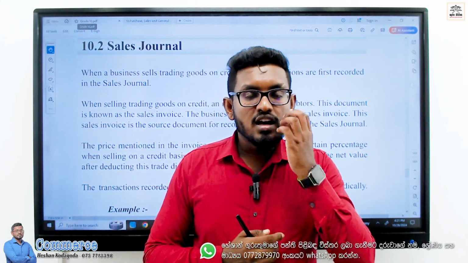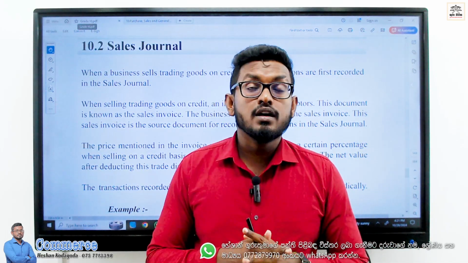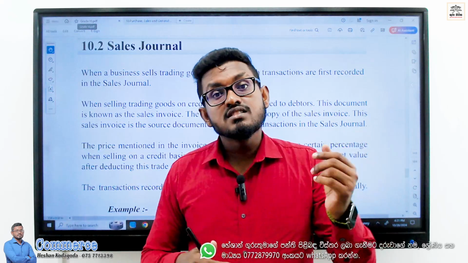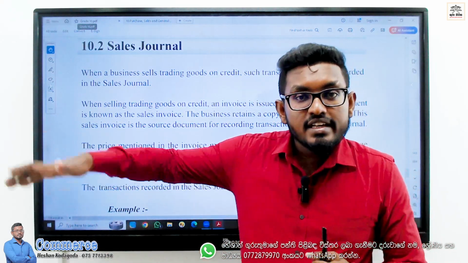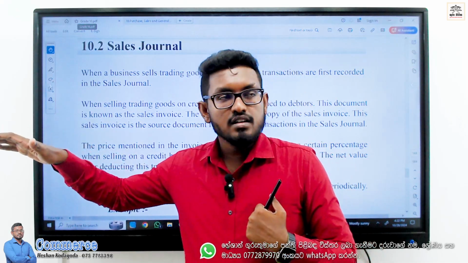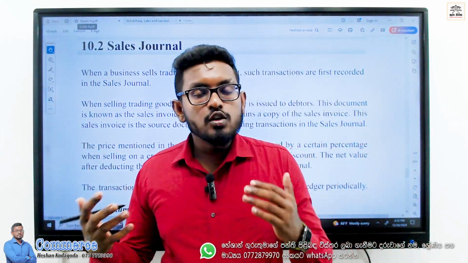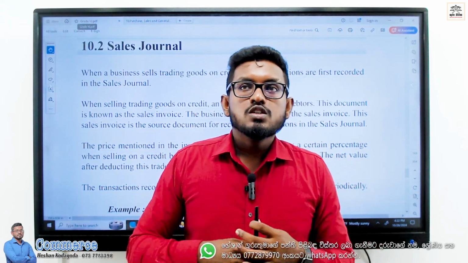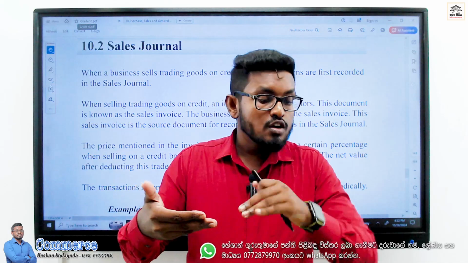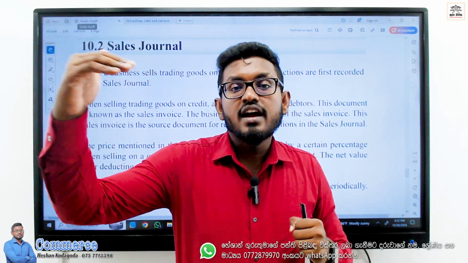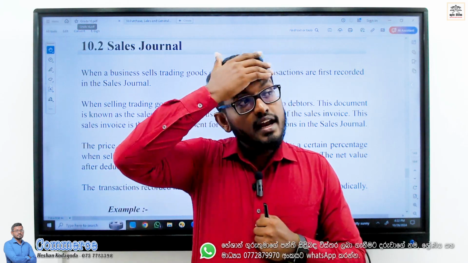So what are the columns? Date, invoice number, and customer. In the purchase journal the column was supplier; here it is customer, because we are selling goods to customers. Then value and the ledger page. At the end of the month, if there are trade discounts, we deduct the trade discounts from the transaction and write the net value.